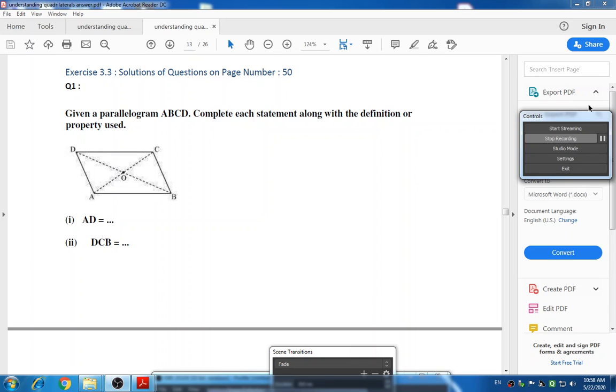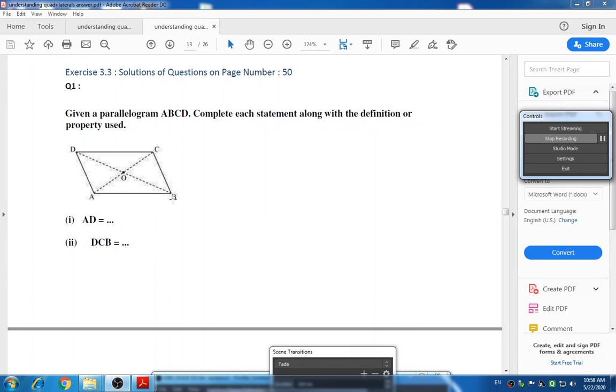Already our school has shared a link where you can read your textbook. So open page number 50 of your maths textbook, and question number 1 is: given parallelogram is ABCD. Complete each statement along with their definition or property used. Now look at here.